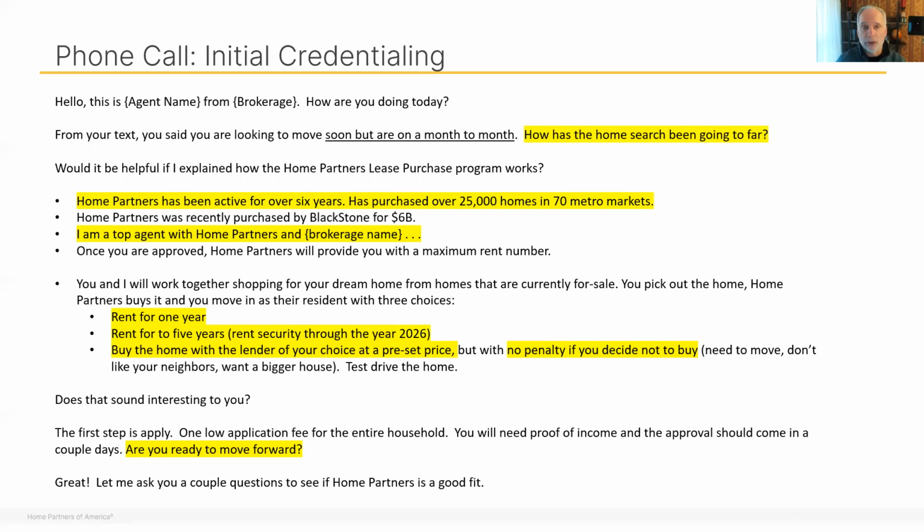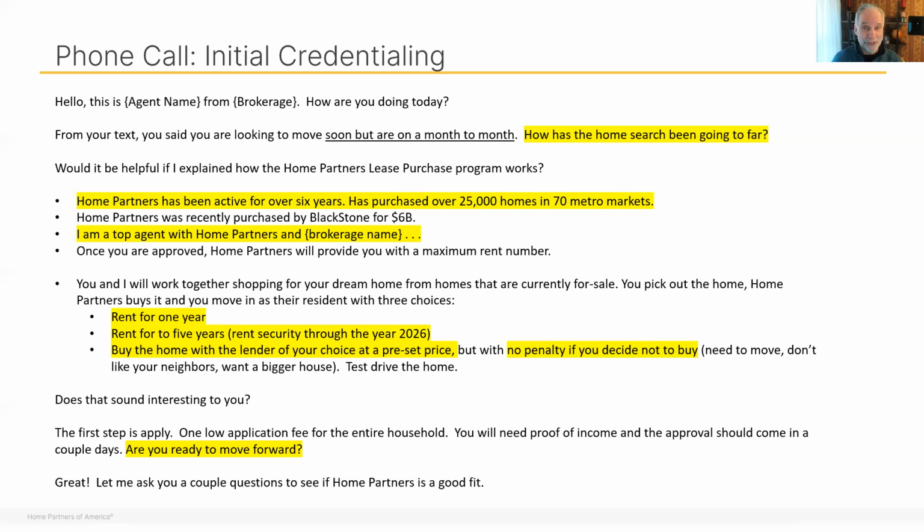So we're going to go out shopping for houses that are available for sale. You're going to pick out the house. Home Partners is going to seek to buy that house. If they're successful, you will move in and you can rent from them for 1 year, up to 5 years in most metro markets, or you can buy the house from them anytime during that 5-year period. But importantly, with no penalty if you decide for whatever reason not to buy that house. Does that sound interesting to you?